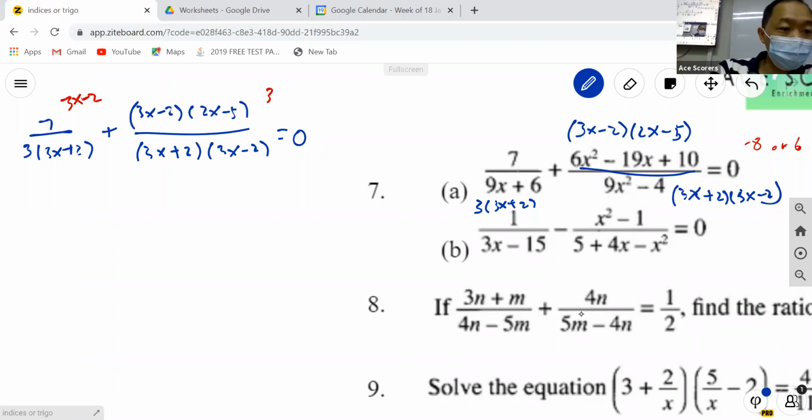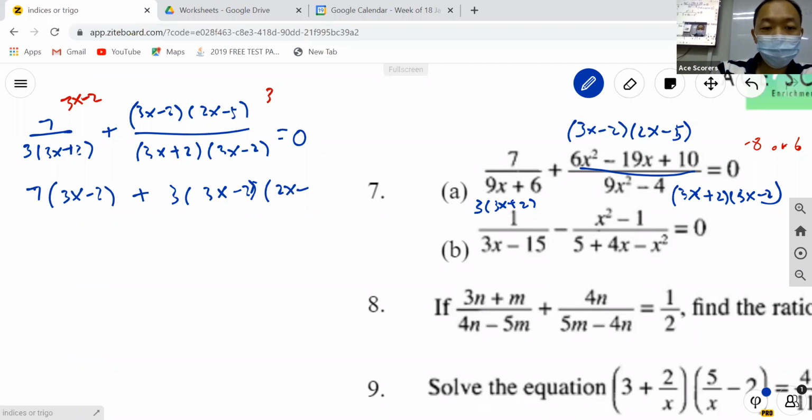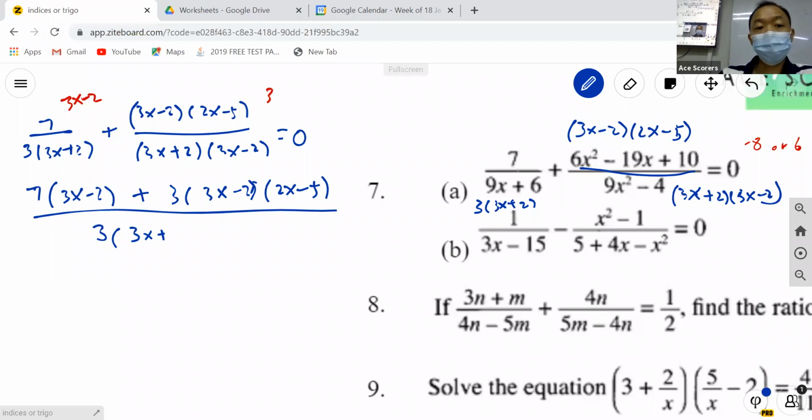Okay, so just multiply out 7 times of. I can just cancel the thing. Cancel which one? Like the 3x minus 2. Now you don't need to times it. Wait. I write out first, then you ask me.